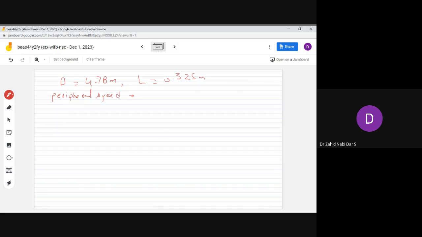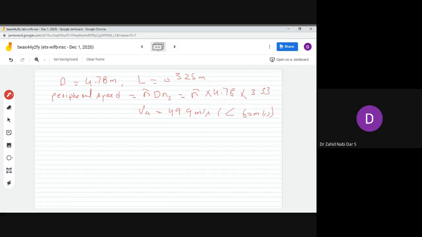So the peripheral speed, which we have previously also seen, or you can say velocity, would be equal to pi D Ns. The D value is 4.78, and your Ns value is 3.33, which you have calculated. So your peripheral speed Va is equal to 49.9 meter per second, which is less than 60 meter per second.